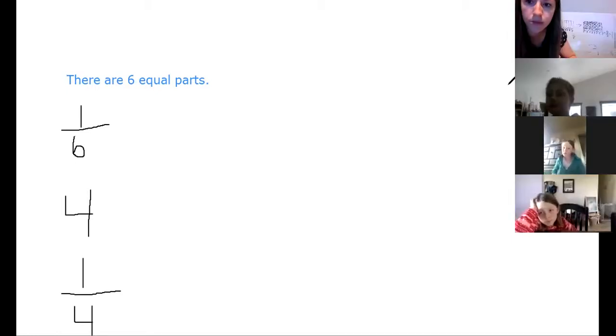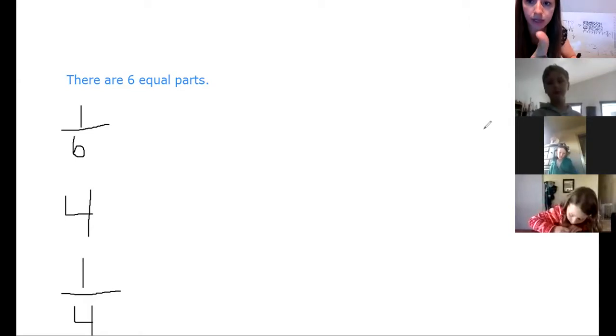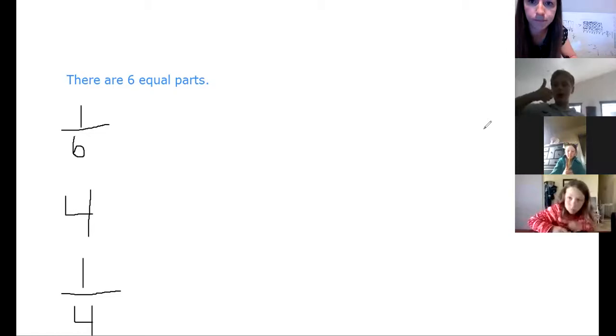Okay, so we are just counting the equal parts, determining the denominator, the bottom number, and then figuring out how many pieces are shaded. Okay, I'm going to clear this. Is everybody okay if I clear my answers here?